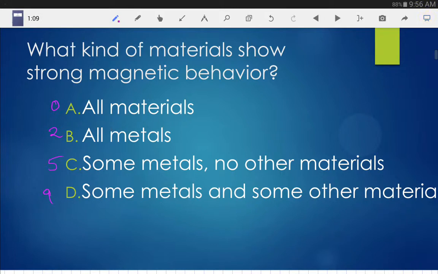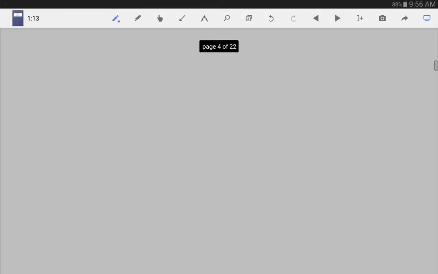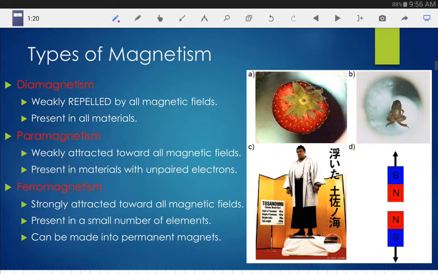Mostly we think of magnets as being metals. So what types of materials are magnetic? Typically, come on. Oh, it's the slide after this that says what types of materials are magnetic typically. There are 3 types of magnetism. There is diamagnetism, paramagnetism, and ferromagnetism.